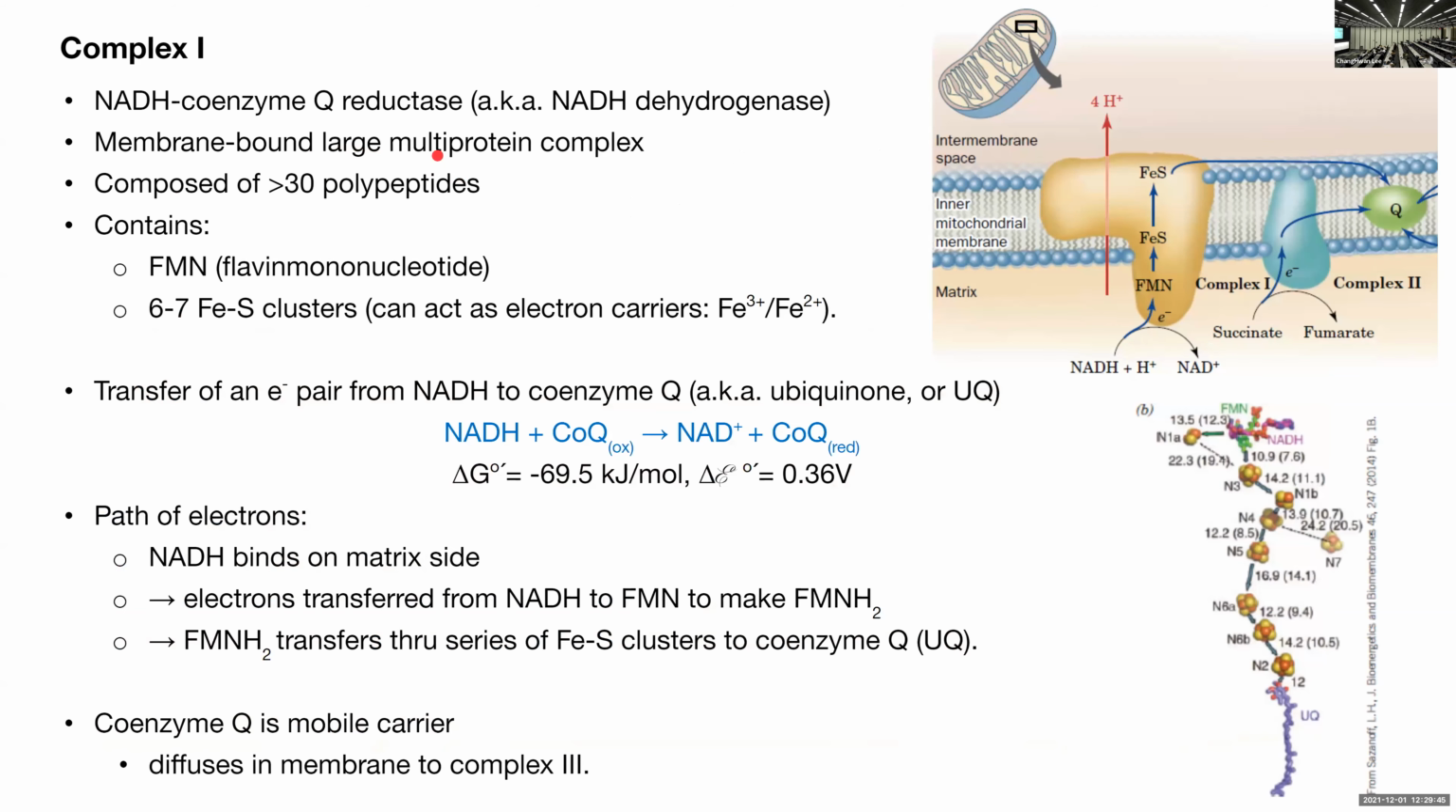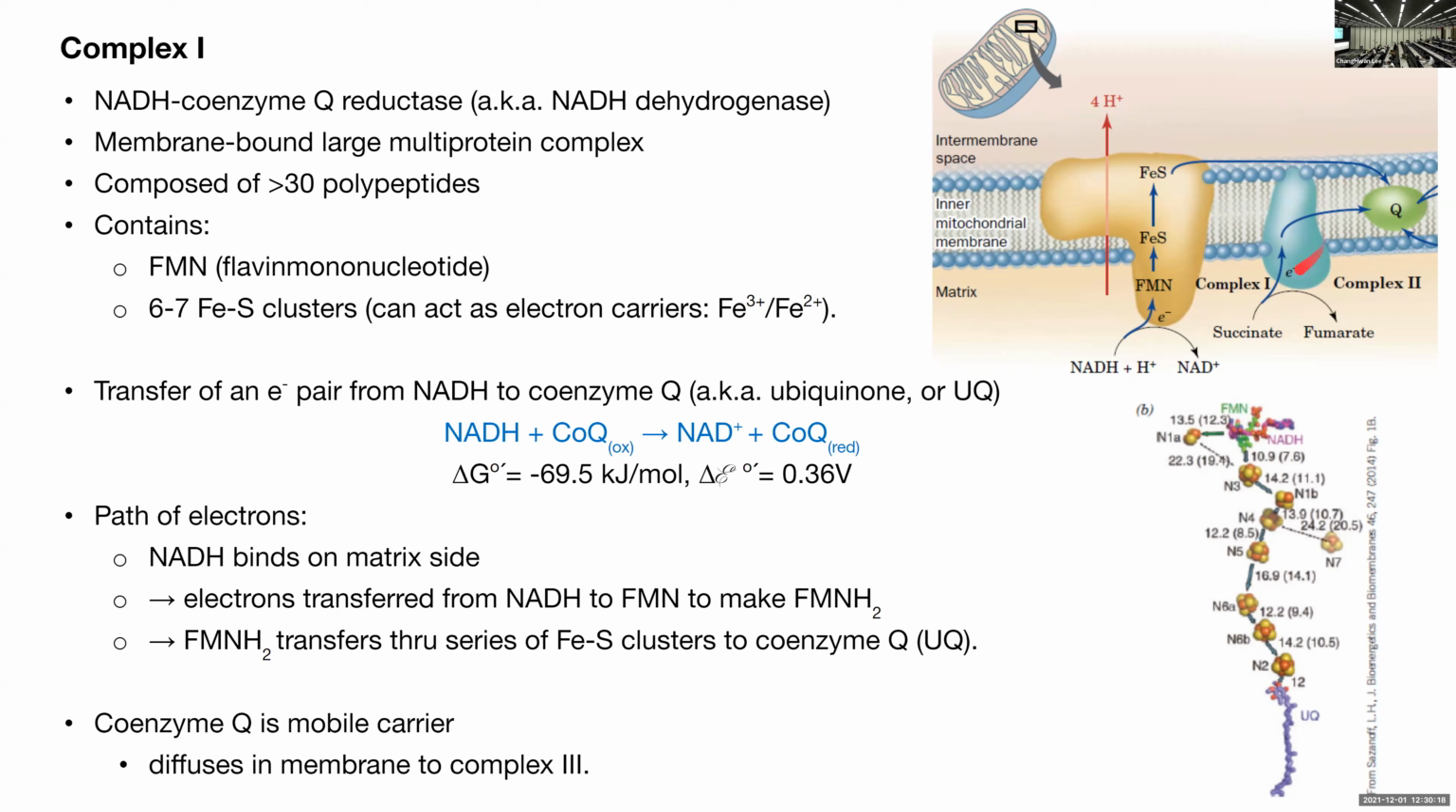Now let's take a look at each complex and see what happens in terms of electron transfer. Complex 1 uses NADH, so it's called NADH coenzyme Q reductase, also known as NADH dehydrogenase. It kind of makes sense: it takes up the H from NADH, so dehydrogenase, and it reduces coenzyme Q, the next step in the path.